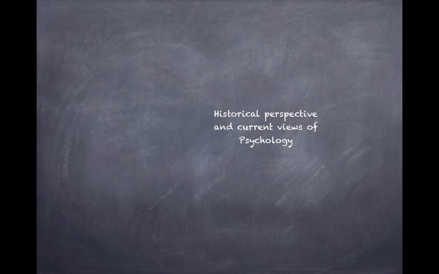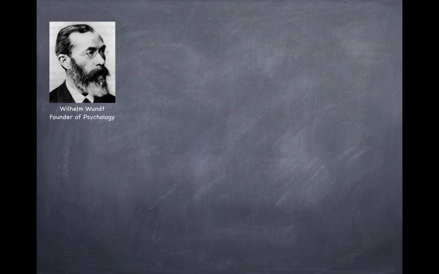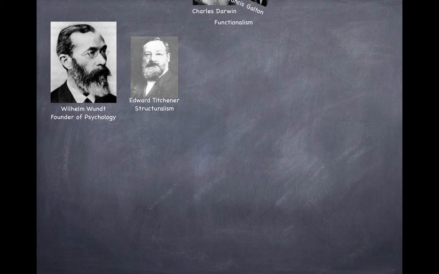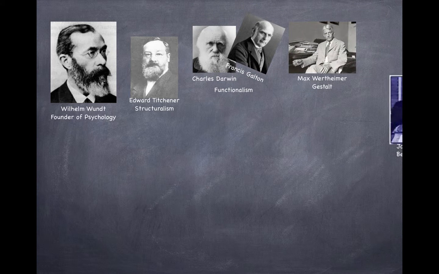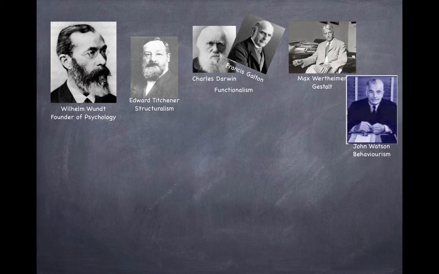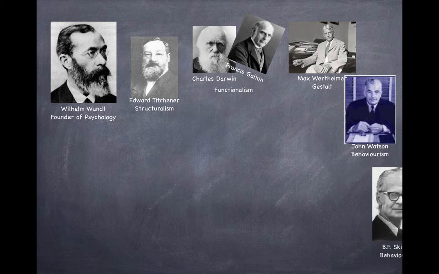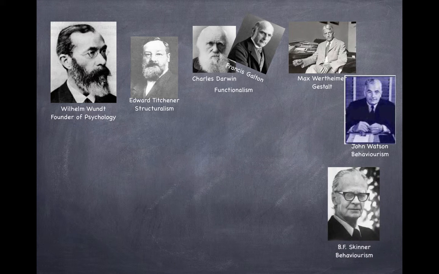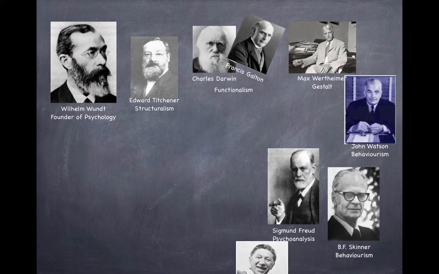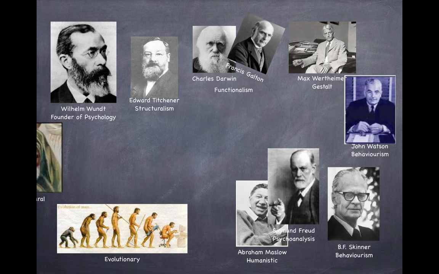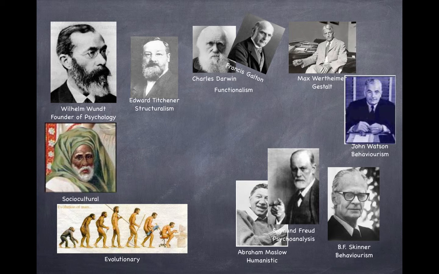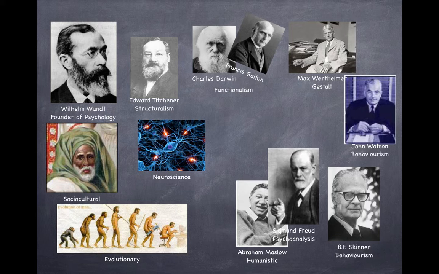Okay, let's look at the historical perspective of the current views of psychology. We're going to start with William Wundt. We'll do a little on Edward Titchener and then go on to functionalism. That's Charles Darwin and Francis Galton, and then over to Gestalt, and then into behavioral with John Watson and B.F. Skinner, and then into psychoanalysis with Freud, humanistic with Abraham Maslow, and then touch on evolutionary and sociocultural, and then touching a bit on neuroscience. Now we'll also do a little cognitive as well.